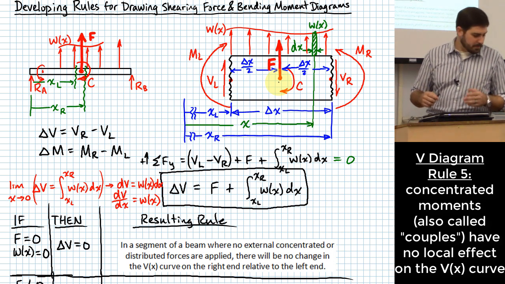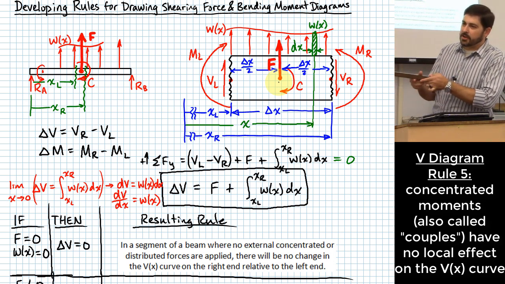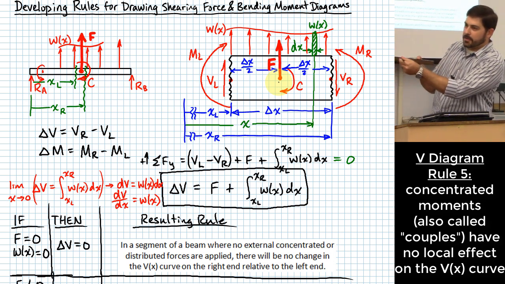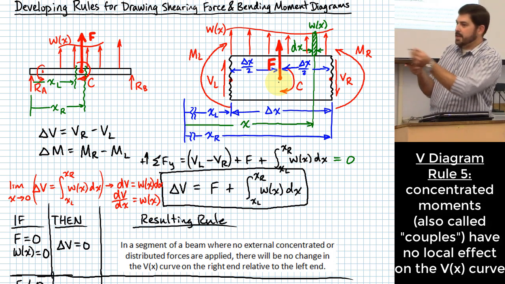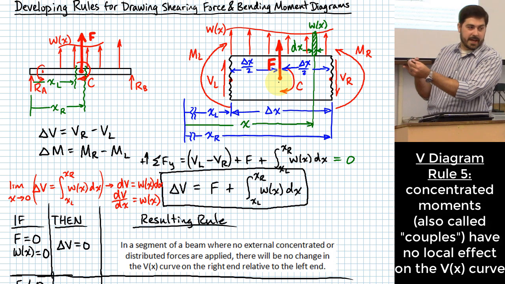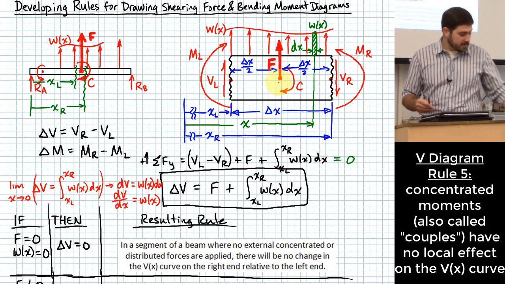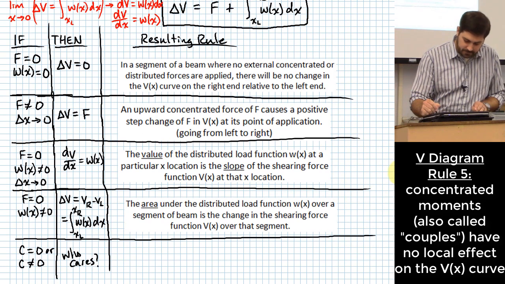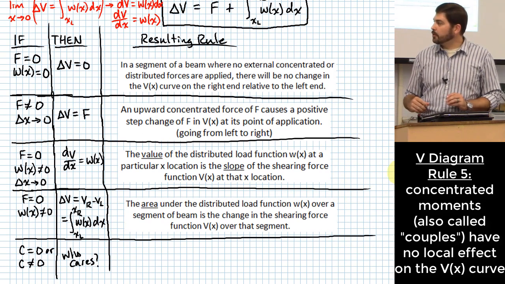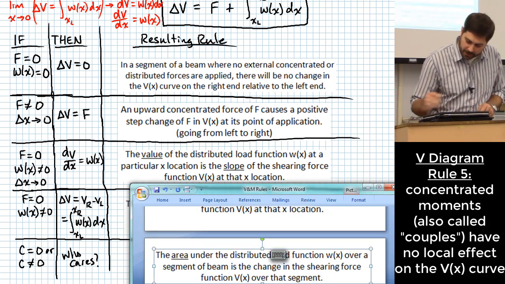C is the concentrated moment that's applied at the center of this little segment. Imagine that you have a beam, and you weld on a shaft right there in the middle of the beam, and then a twisting action happens around that shaft, a pure twisting action. It's not applying any forces in any direction. All it's doing is applying a pure twisting action onto the beam. That's what we're talking about with C. Our conclusion is that at least for this equation, whether we have a C or whether we don't have a C, it won't matter. And so this is our other rule that I'm going to put in here.